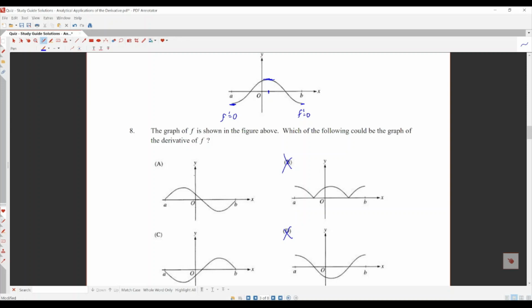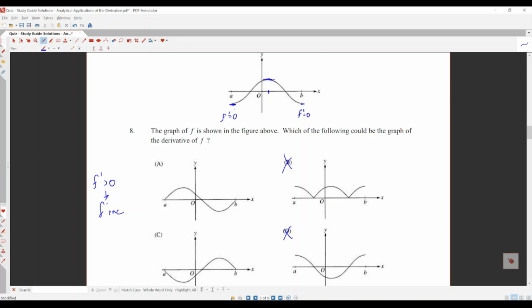Now, what's the difference between A and B? This graph is positive, then negative. This graph is negative and positive. So what does that say when f prime is positive? That means that f is increasing.